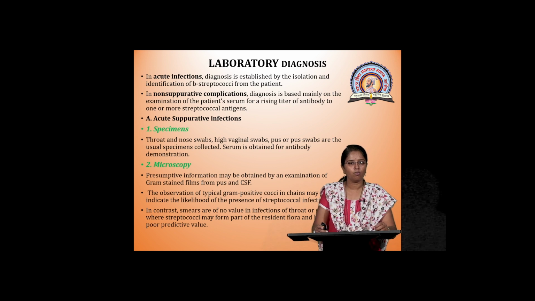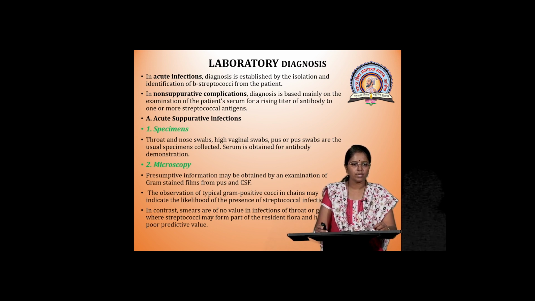to one or more streptococcal antigens. Specimens for the suppurative infection are the throat swab, nose swab, high vaginal swab, and pus or pus swabs, which are the usual specimens collected. Serum is obtained for antibody demonstration. Microscopically, we can see the bacteria in the CSF or in the pus by Gram staining.